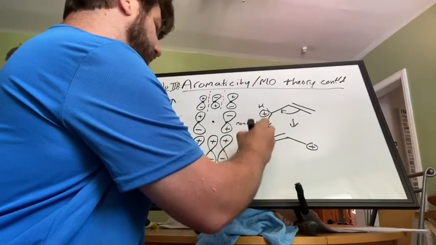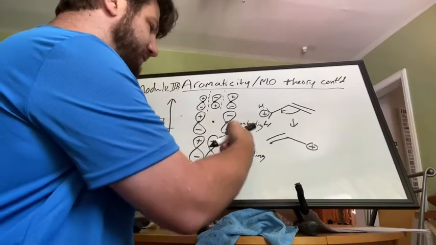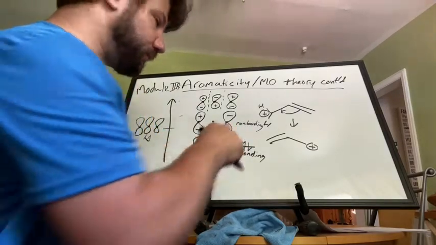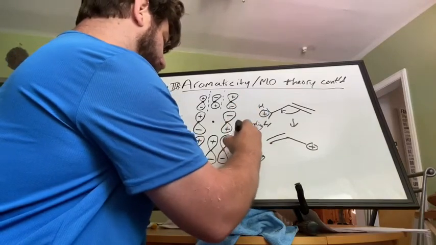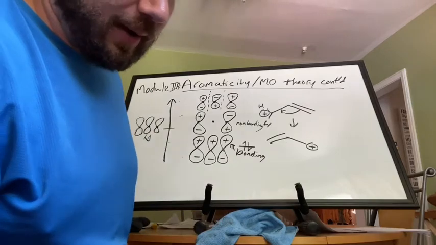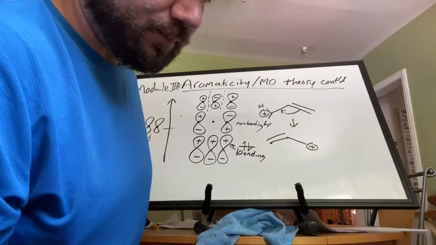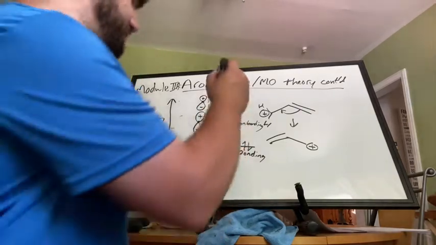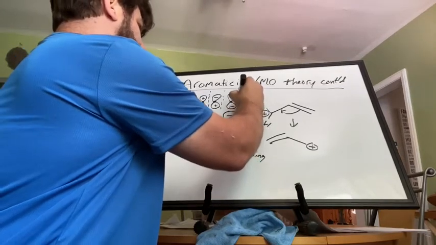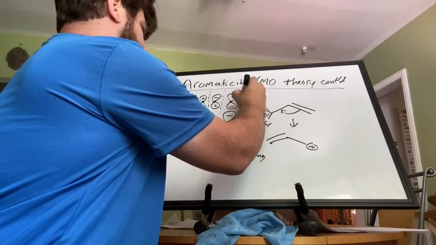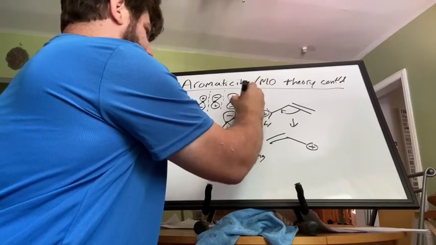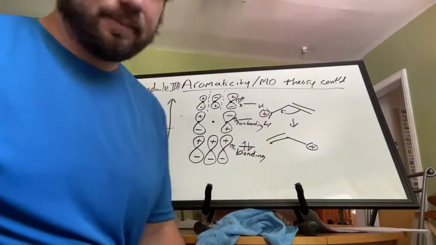Remember that there are going to be 2 electrons that fill a particular orbital. In this case, this is going to be pi 1. And then you're going to have pi 2, pi star up here.